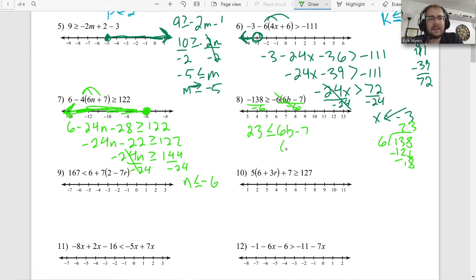Here I would add 7 to both sides, so that's 30. And then divide both sides by positive 6, so I don't switch the sign, and that would be a 5, but I do want to switch the sign if I'm going to have the letter on the left, which it now is. I'm going to have an arrow that goes to the right from 5, including 5.